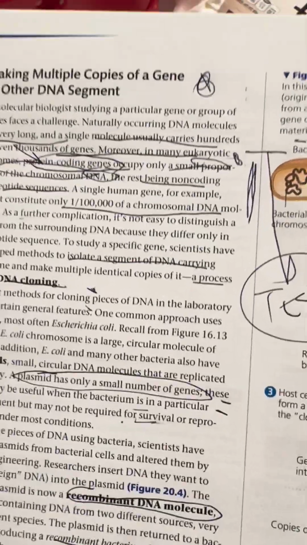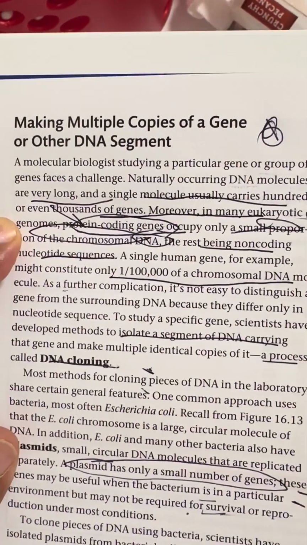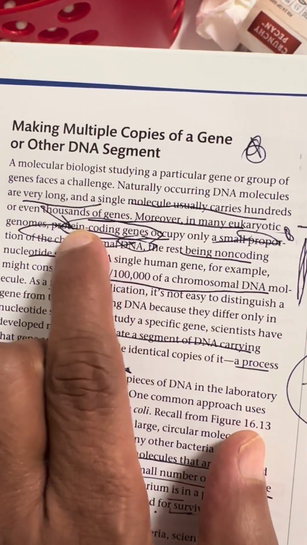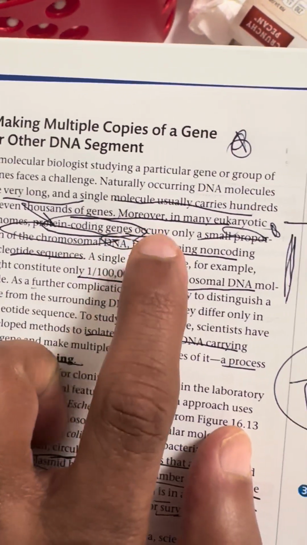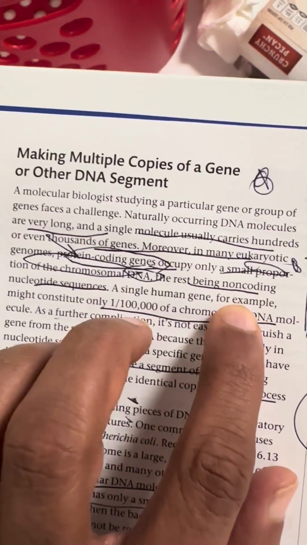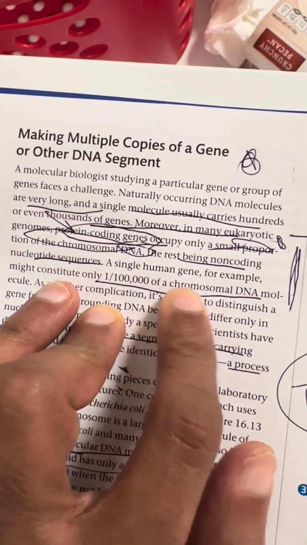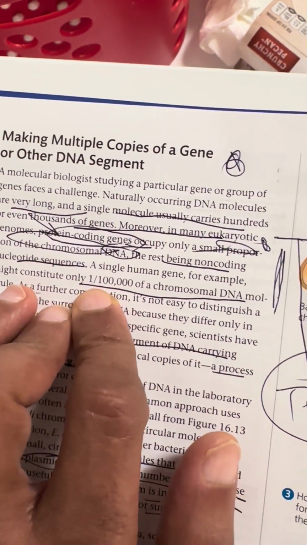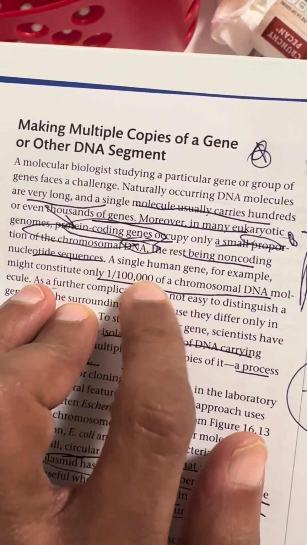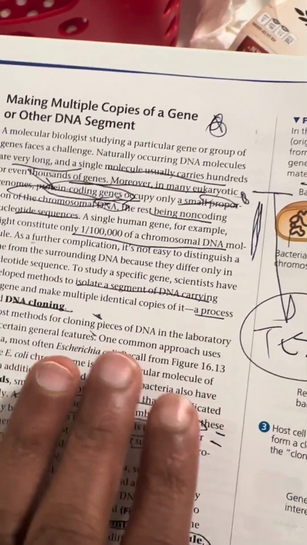First of all, it's important to understand that when you have a piece of DNA, only a small portion of the DNA codes for a protein, right? In many eukaryotic genomes, the protein-coding gene only occupies a small portion of the DNA. The rest of it is non-coding sequences. Literally, a single human gene, for example, might only make up one 100,000th of the actual DNA molecule. So it's a little thing in this vast thing.